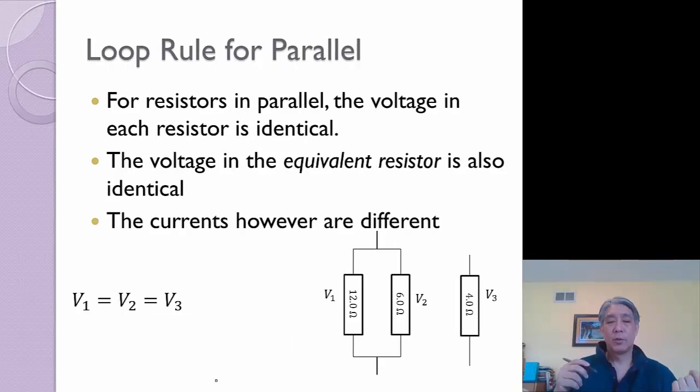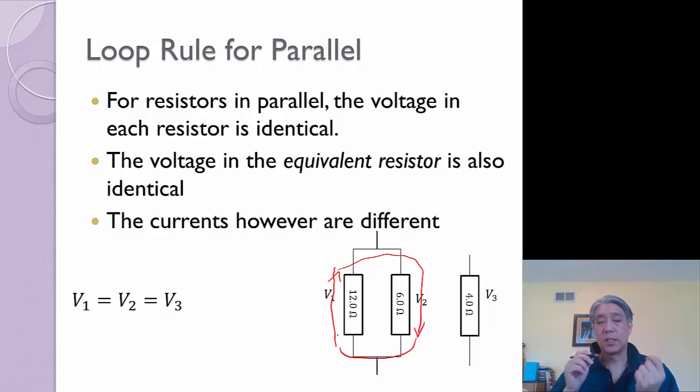So for resistors in parallel, as I go around a loop, I might gain voltage going in this direction through the resistor, but then I must lose that same voltage going around this one. So it's exactly the same voltage going around my loop. So for resistors in parallel, the voltage drop for each resistor must be the same. This is true whether it's resistors or other electrical elements, but we're focused on resistors. So the voltage in the equivalent resistor must also be the same.